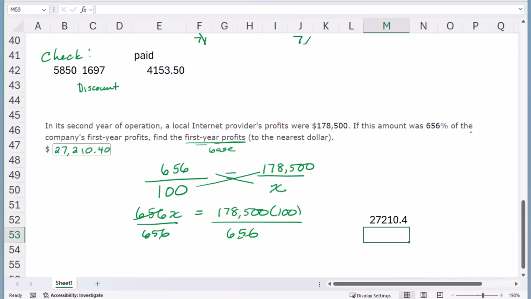Okay, go ahead and start doing your homework problems. Read carefully, make sure that the percent and the amount are talking about the same part of the problem, and I will see you in the homework videos.